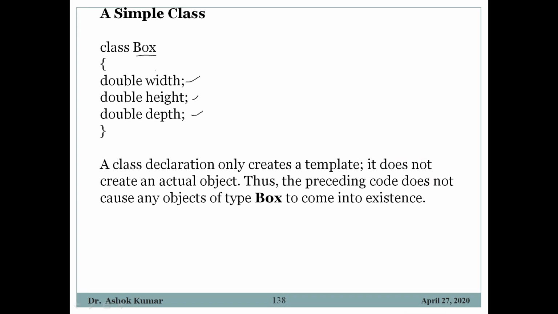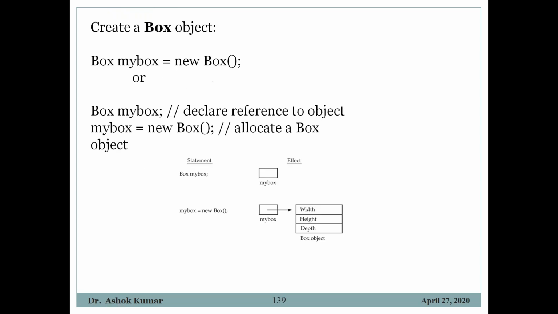It's just a template. Memory is allocated for the variables of type class. So if you create a variable of this class type, box type, then only the memory will be allocated. And the variable of class type is called an instance. In the next slide, I'm going to show you how you can create the instance. In this example, we are creating the instance of the class box that we defined on the previous slide.